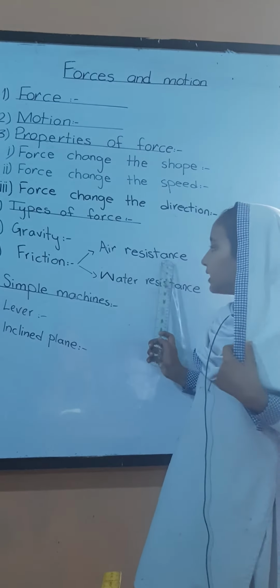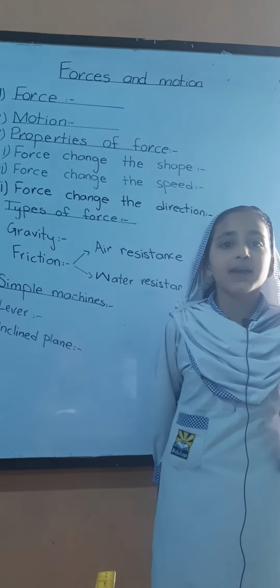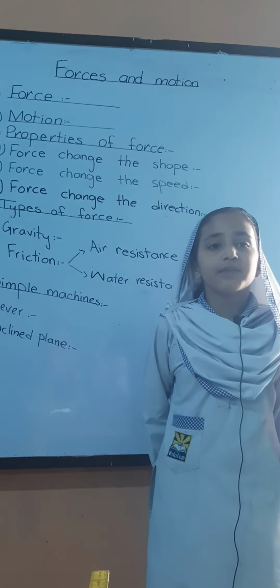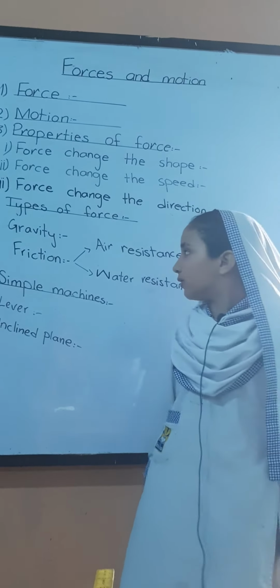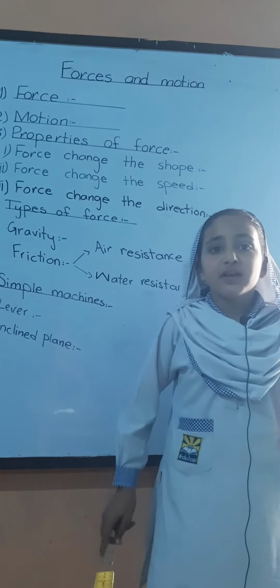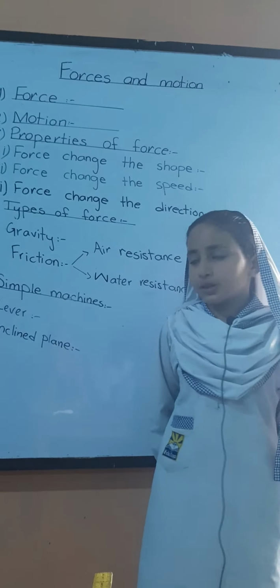Number 3, air resistance. Air resistance is a type of friction. Air slows the object down. Number 4, water resistance. We cannot walk in the swimming pool.